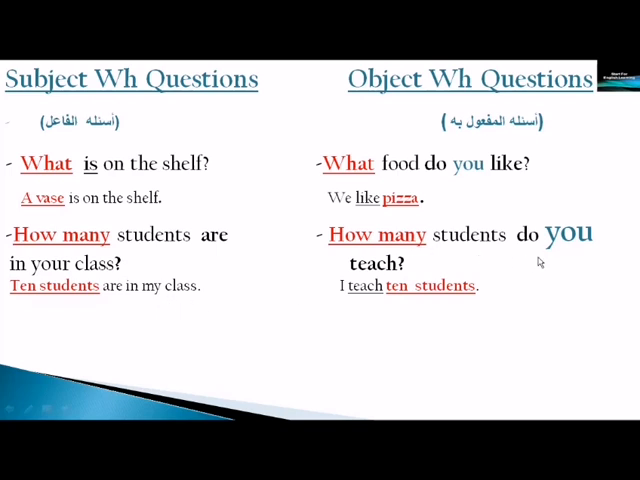While how many students do you teach? Here, you is the subject. We know the subject. We're looking for the object. We're looking for information that pertains to the object. 10 students. How many students do you teach? Inversion. Auxiliary verb do, followed by the subject, and then teach in base form. I teach 10 students. 10 students is the object.